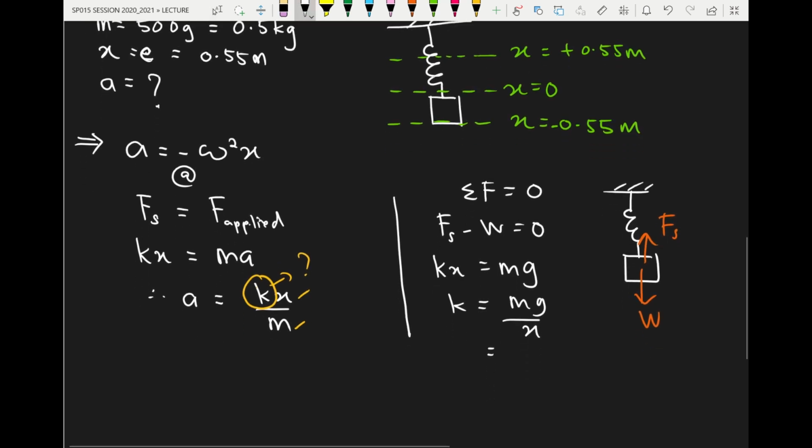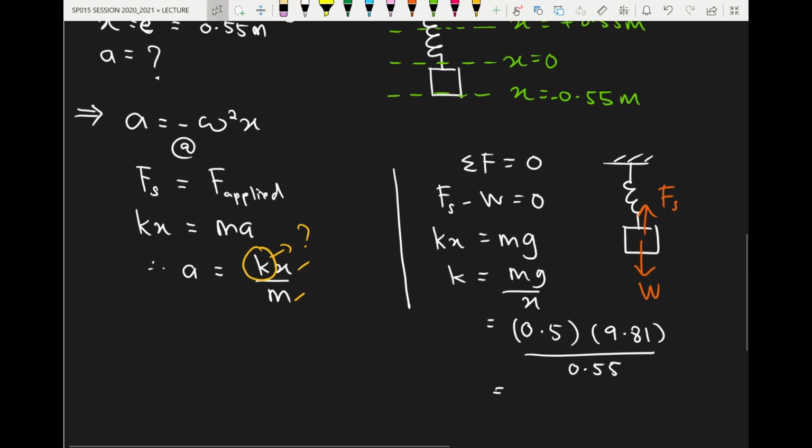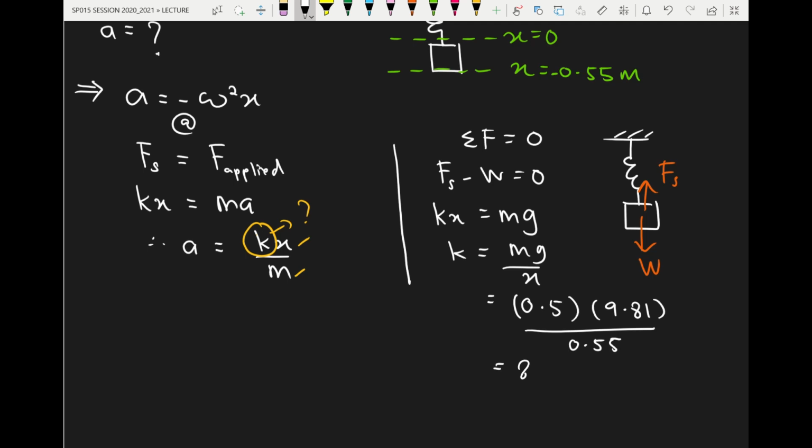Alright, so the value for m is 0.5 kilograms, and your gravitational acceleration is 9.81, over your extension of 0.55 meters. Okay, then you can find it: 0.5 times 9.81 over 0.55. Then you can get 8.92 Newton per meter. So that's the value of your k.